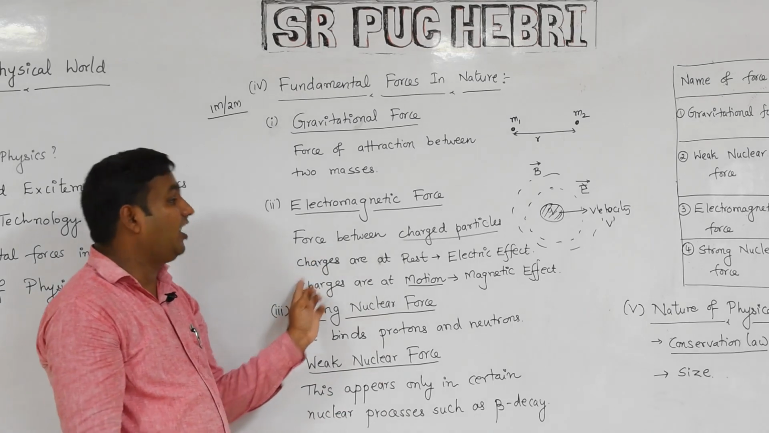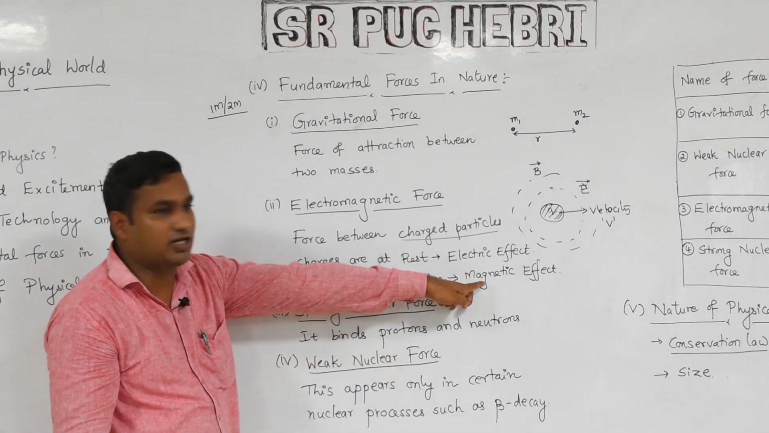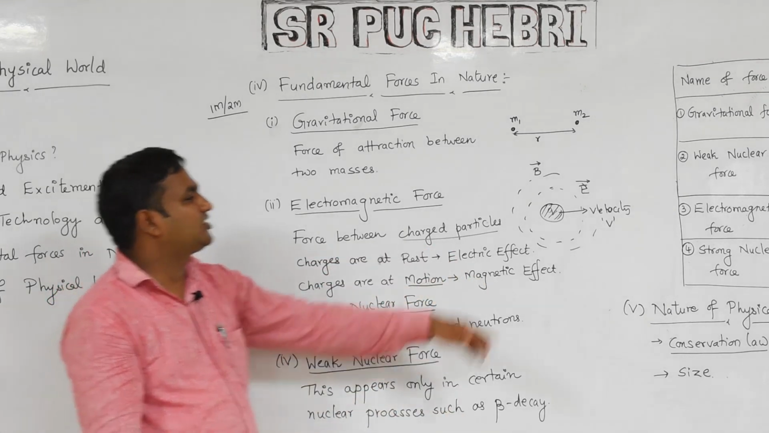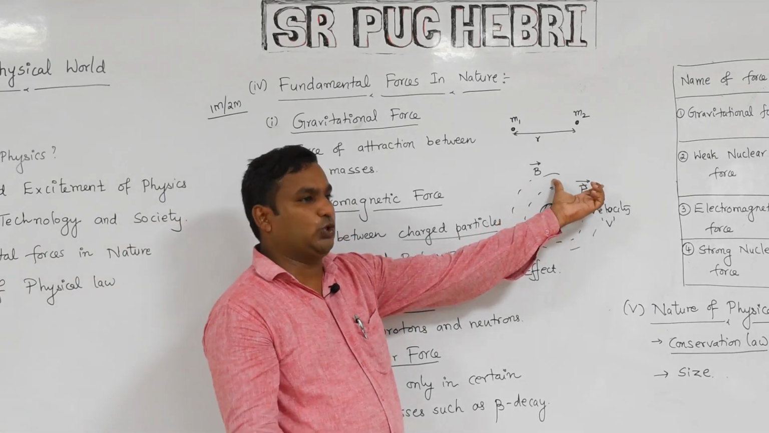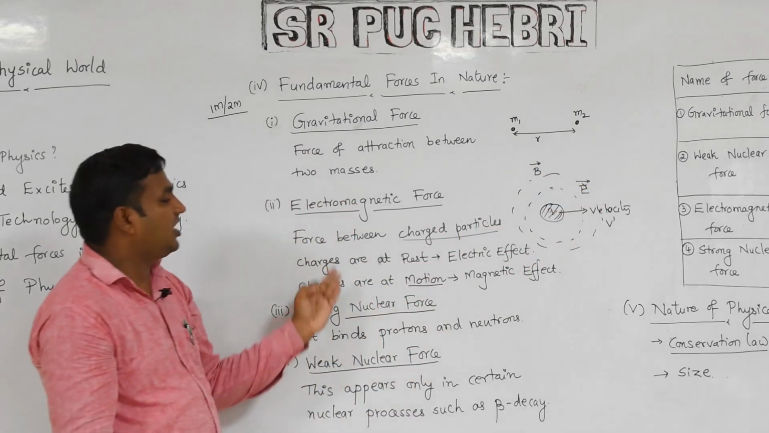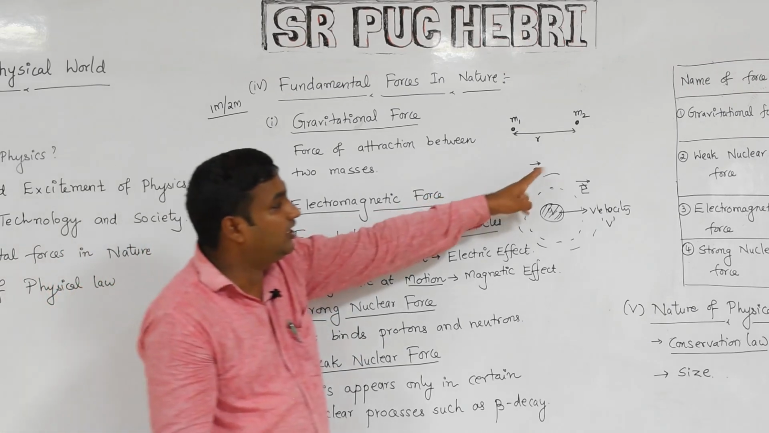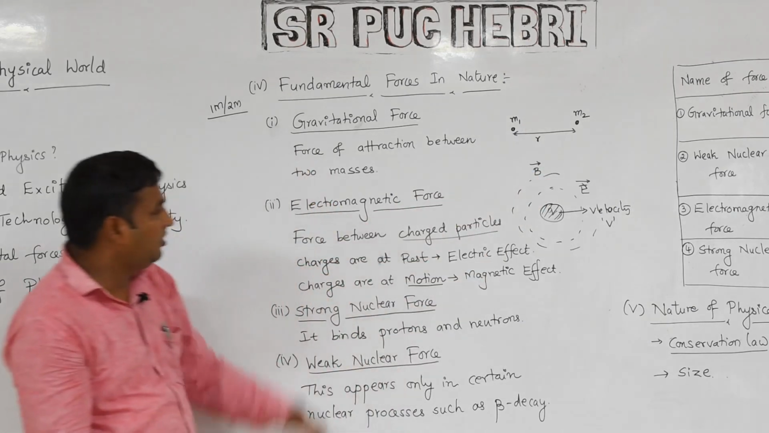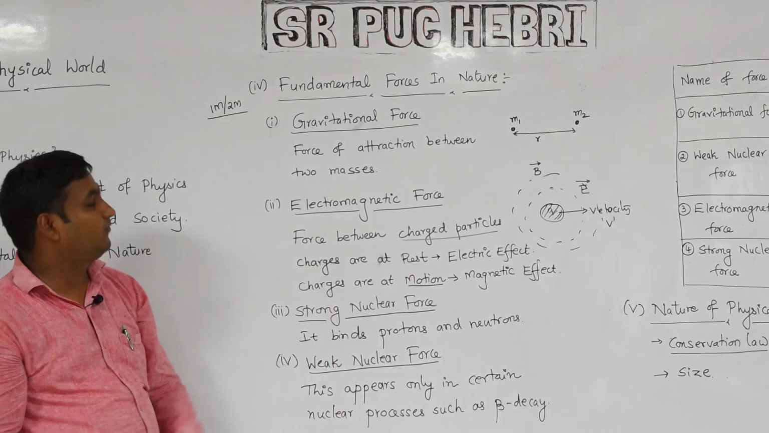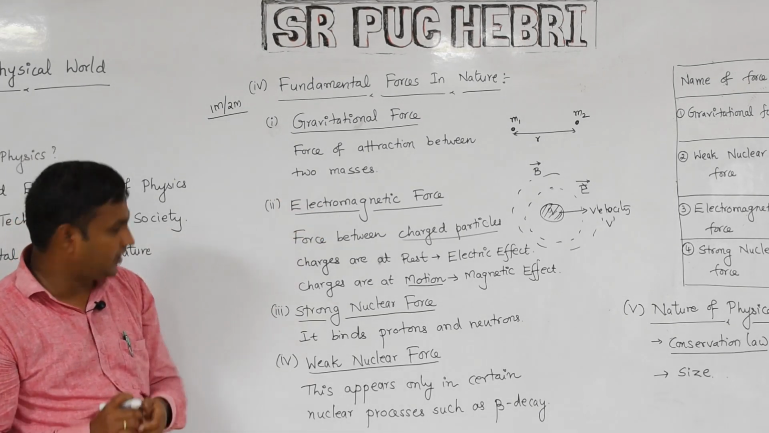If charges are in motion, we can see the magnetic field, along with that the small effect of the electric field also. That's why when charges are in motion, we can see both the electric field and the magnetic field. It is the second important fundamental force, which we call the electromagnetic force.